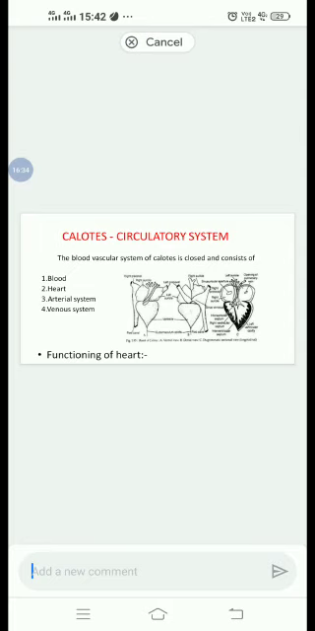The truncus arteriosus is absent. The thin-walled sinus venosus lies transversely and dorsally to the auricles.